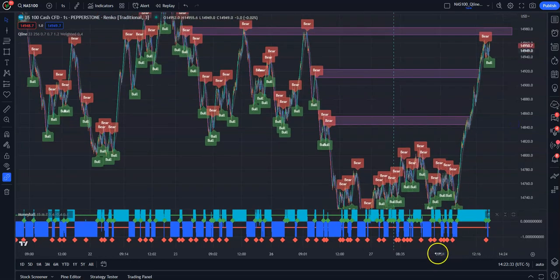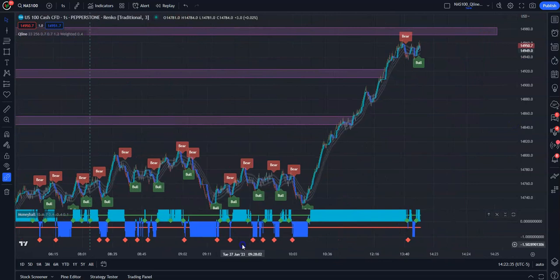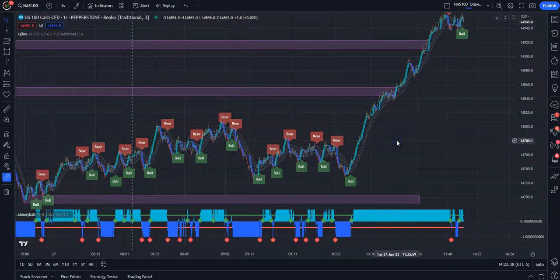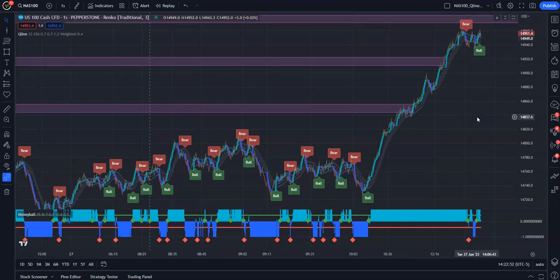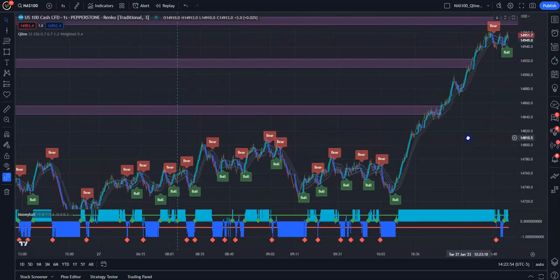So there you have it. Qline setups. Always look for 2 of 3 things, either trade location plus a Qline signal, or a price pattern with a Qline signal. And on occasion, you'll get all 3. You'll have good trade location, good price pattern, and the Qline signal.